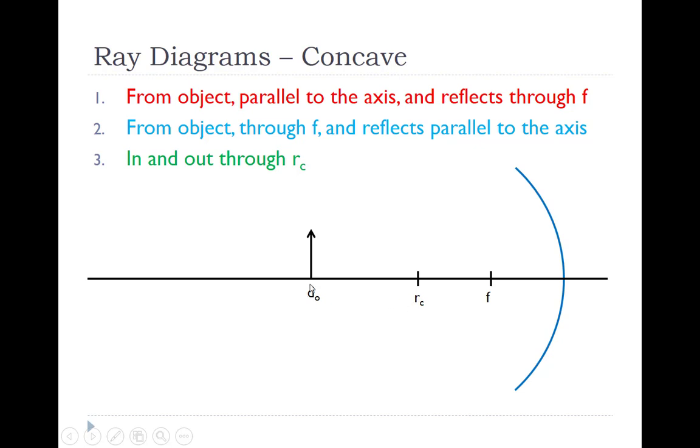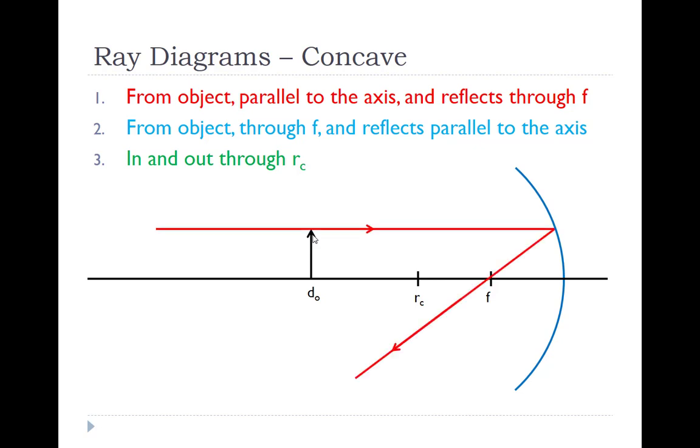Okay. I've also got my object over here, which I've represented its location with the letter D sub O for object. And I'm just going to use an arrow. Okay, so what do these 3 rays look like? The first one, I'm going to always draw in red. It comes in parallel to the central line known as the axis. Okay, in parallel. And then it hits the mirror and it reflects through the focal point.